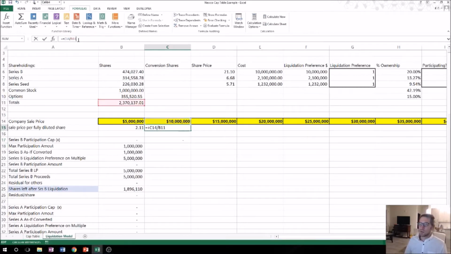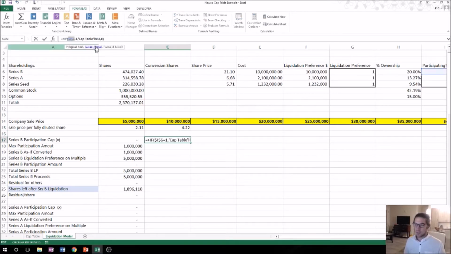Let's go ahead and, as we go through this, lock in the correct cells. So on the sale price per fully diluted share, the B11 needs to be locked in. On this one, I6 and cap table R44 need to be locked in.